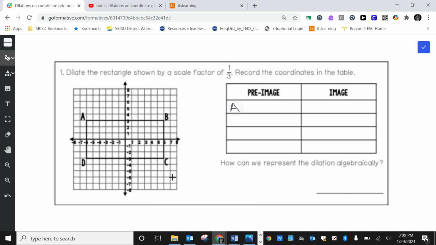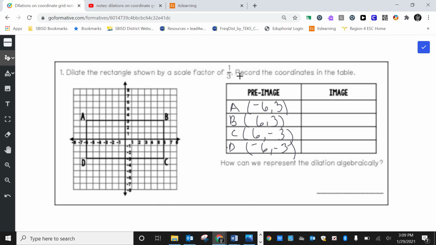Okay, A. A is located at -6, 3. So I'm going to write -6, 3. Then we're going to do B. B is located at 6, 3. We're going to do C. C is located at 6, -3. And then D is located at -6, -3.